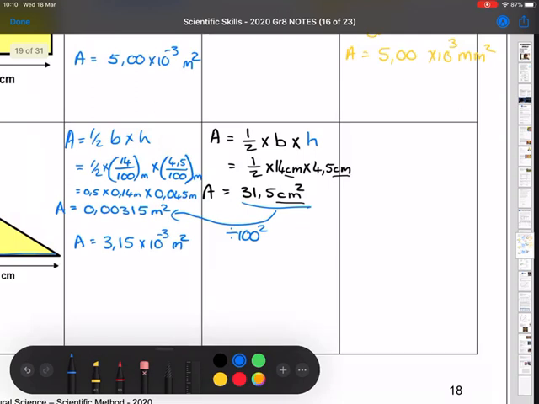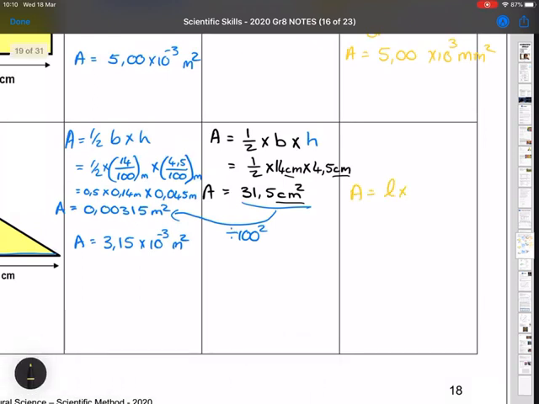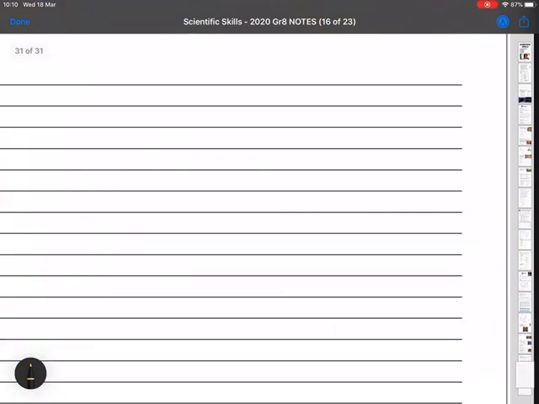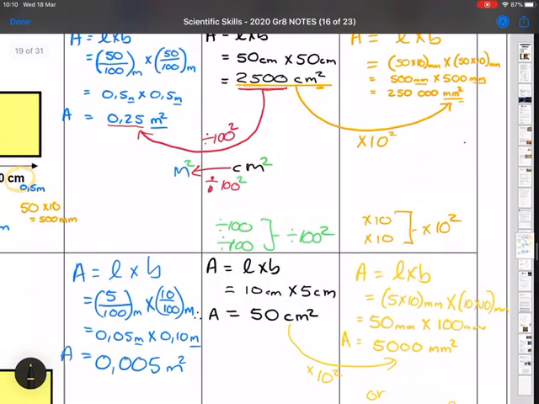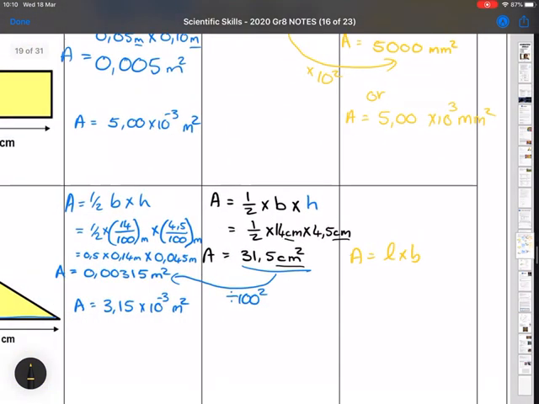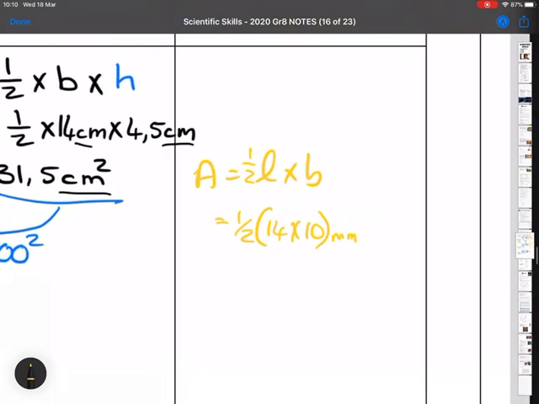And the last part that we need to do is for the triangle, converting centimeters squared into millimeters squared. So we'll start with the formula. Area is length times breadth, but because we've got a triangle, it must be half length times breadth. Our length was 14 centimeters. So you can have a half times 14. Converting 14 centimeters to millimeters, you times by 10 to get millimeters.